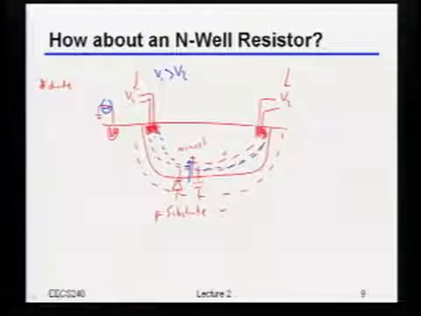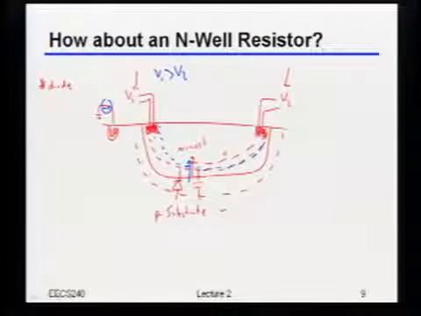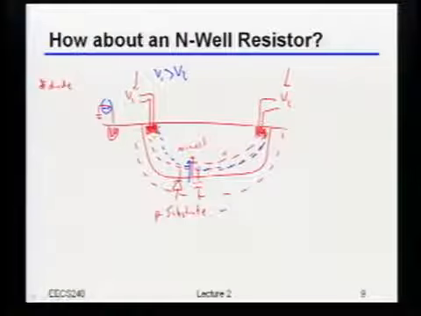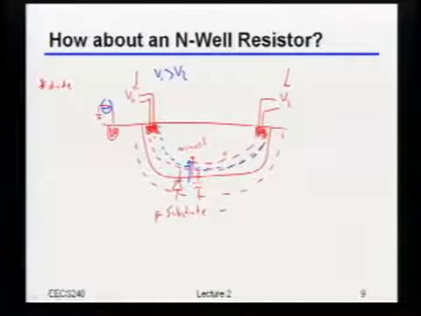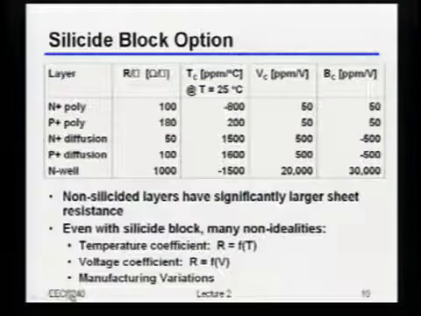So bottom line, I can do it, but I'm going to have a lot of capacitance from that diode, and it's going to be highly nonlinear, just because the depletion region is going to change fairly substantially as I move those biases around. Okay? So it doesn't sound too great.